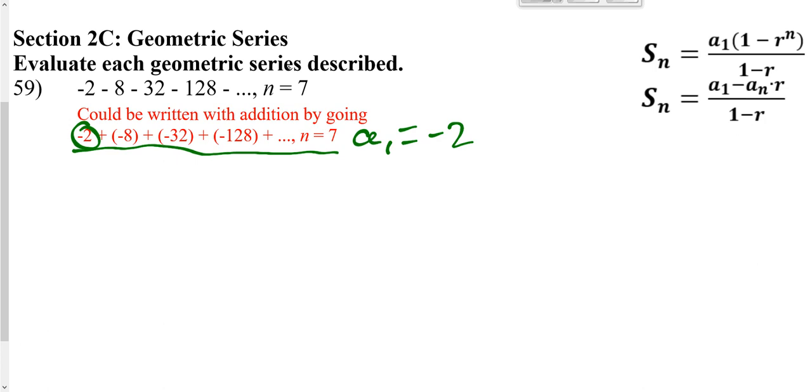Remember to find R. We're not given R. You can take one term like a -8 divided by the previous term, and you get R to be 4. And we also have the number of terms that we're dealing with. So because I don't know my last term, which is a sub n, and we do know everything for this formula, I'm going to choose to use that top formula.